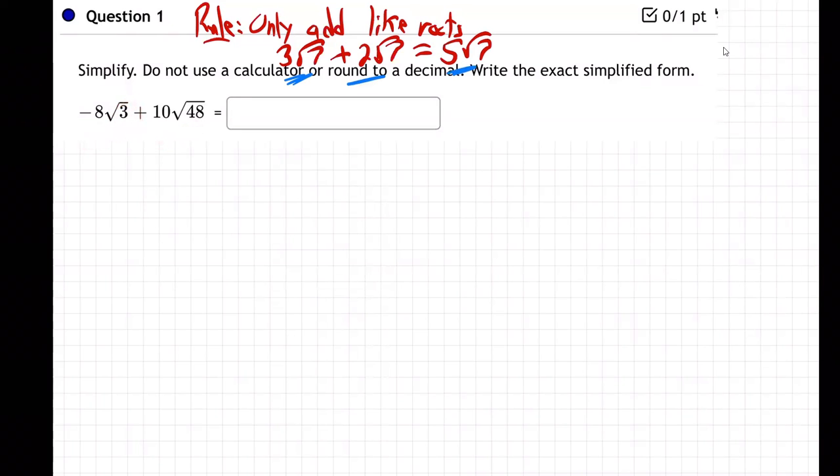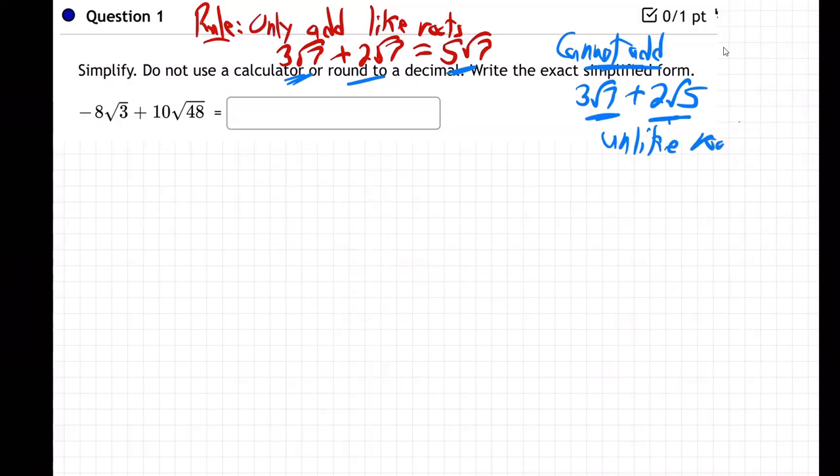This is a root 3. Yeah, so let me write over here. So you cannot add like 3 root 7 and 2 root 5, for example. Those two are unlike. And so we cannot add unlike roots. We can only add like roots. The root parts have to match, and in such case, we just add the numbers in the front.